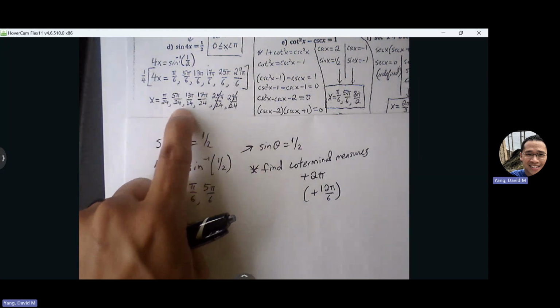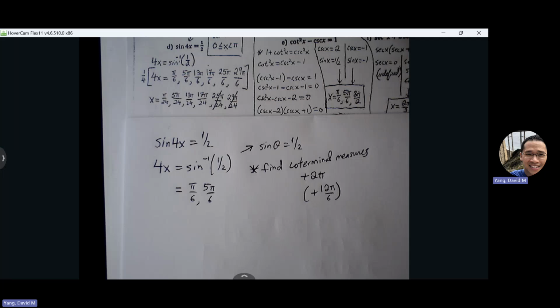And I get pi over 24, 5 pi over 24, 13 pi over 24, 17 pi over 24, 25 pi over 24. I know that I've gone far enough if I can see my fraction getting past my endpoint. So once my numerator is greater than my denominator, I know I've reached higher than pi. And it's nice to know that I've gone further because then I've ensured that I didn't accidentally miss something. So I know everything before 25 pi over 4 is all the solutions that I need.